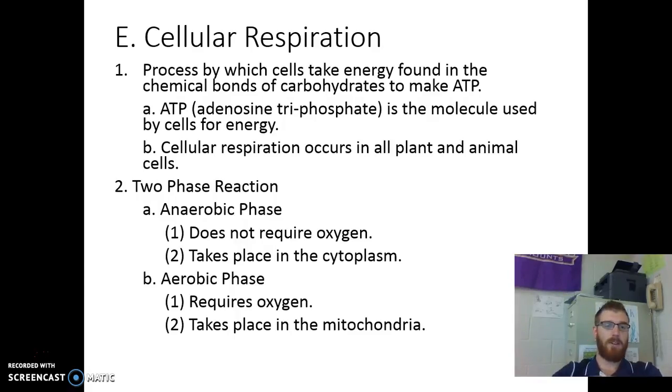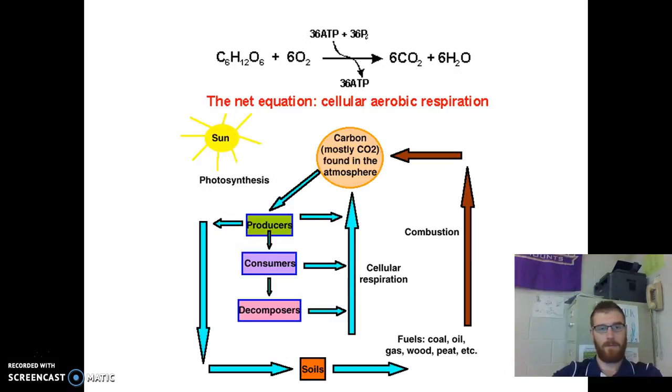Two phases of photosynthesis. You have the anaerobic phase and the aerobic phase. Anaerobic meaning it does not require oxygen, and the aerobic phase meaning that it does require oxygen. And you can see the photosynthetic cycle here.